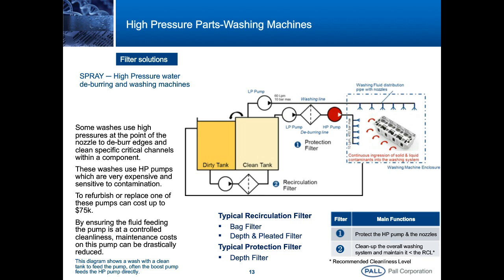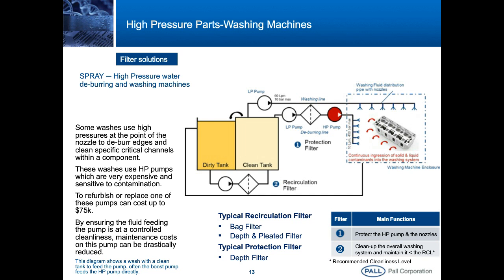Secondly, the component cleanness level will gradually increase beyond the upper limit set by the specification. To avoid such a dramatic scenario, appropriate filters must be installed, on the one hand to protect the high-pressure pump and on the other to maintain the fluid cleanness levels when the RCL will be reached. Two different types of filters must be considered.